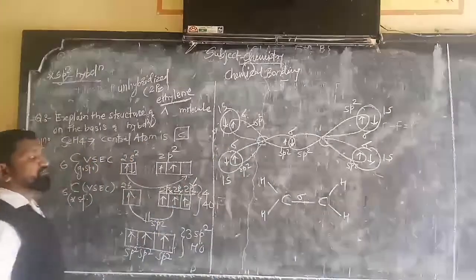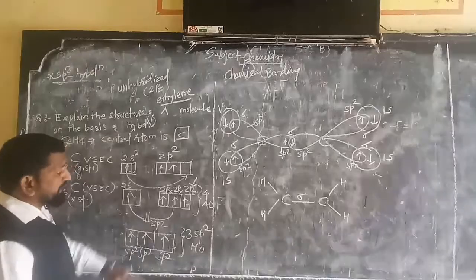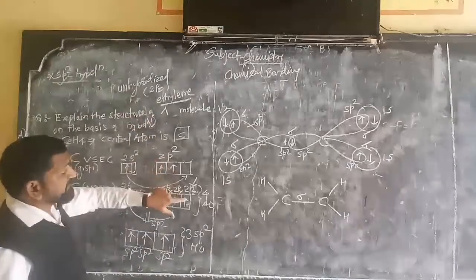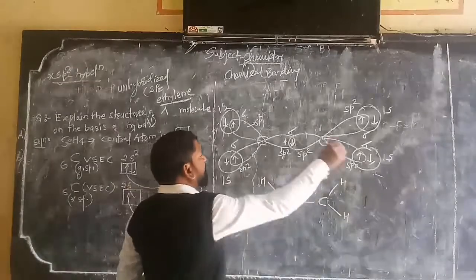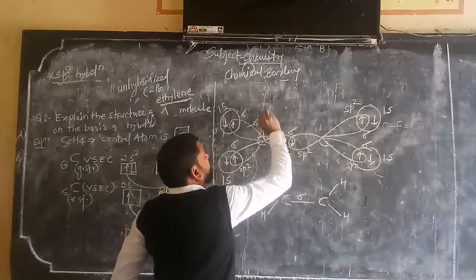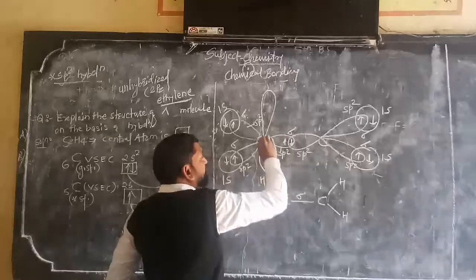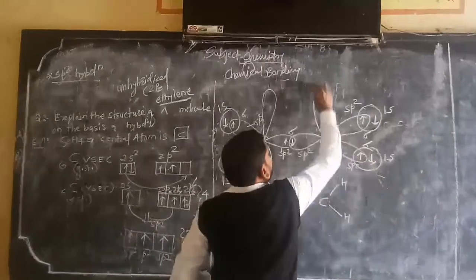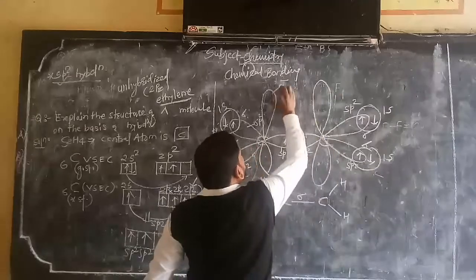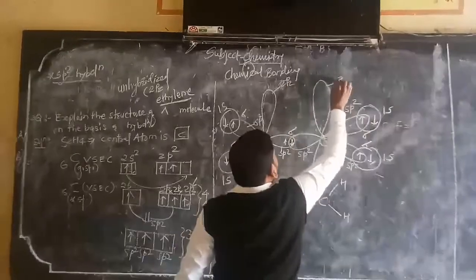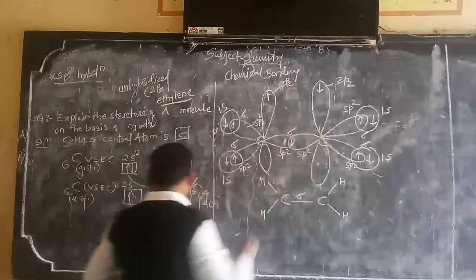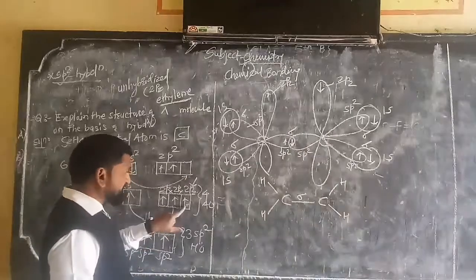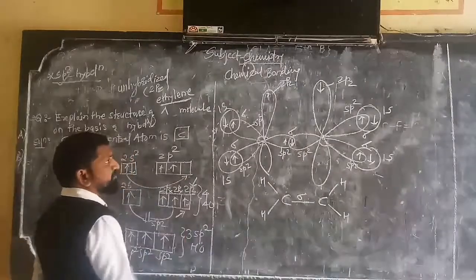Now see here, so this is about the overlapping. Now what happens to that unhybridized 2pz atomic orbital? That unhybridized 2pz atomic orbital remains perpendicular to the plane like this. Its name is 2pz. They again carry one unpaired electron. Here, see here, one unpaired electron.